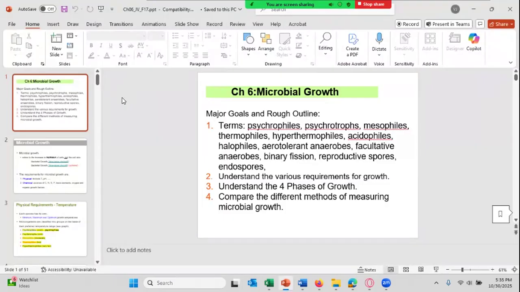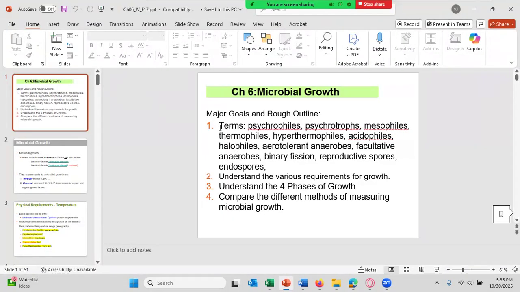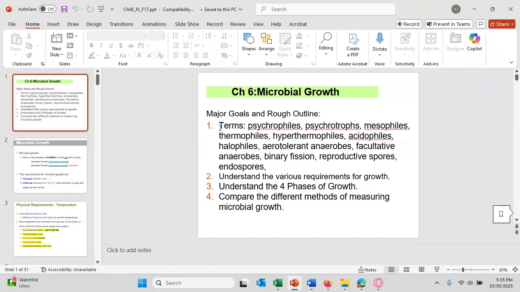All right, in this slide, I'm showing you chapter 6, microbial growth, showing you the major goals and a rough outline. Know the terms of this chapter? What's a psychrophile, a psychotroph, a mesophile, a thermophile, a hyperthermophile? What's an acidophile, a halophile? What is an aerotolerant anaerobe, a facultative anaerobe? What is binary fission? What are reproductive spores? And what are endospores? Any question about the terms or the outline so far?